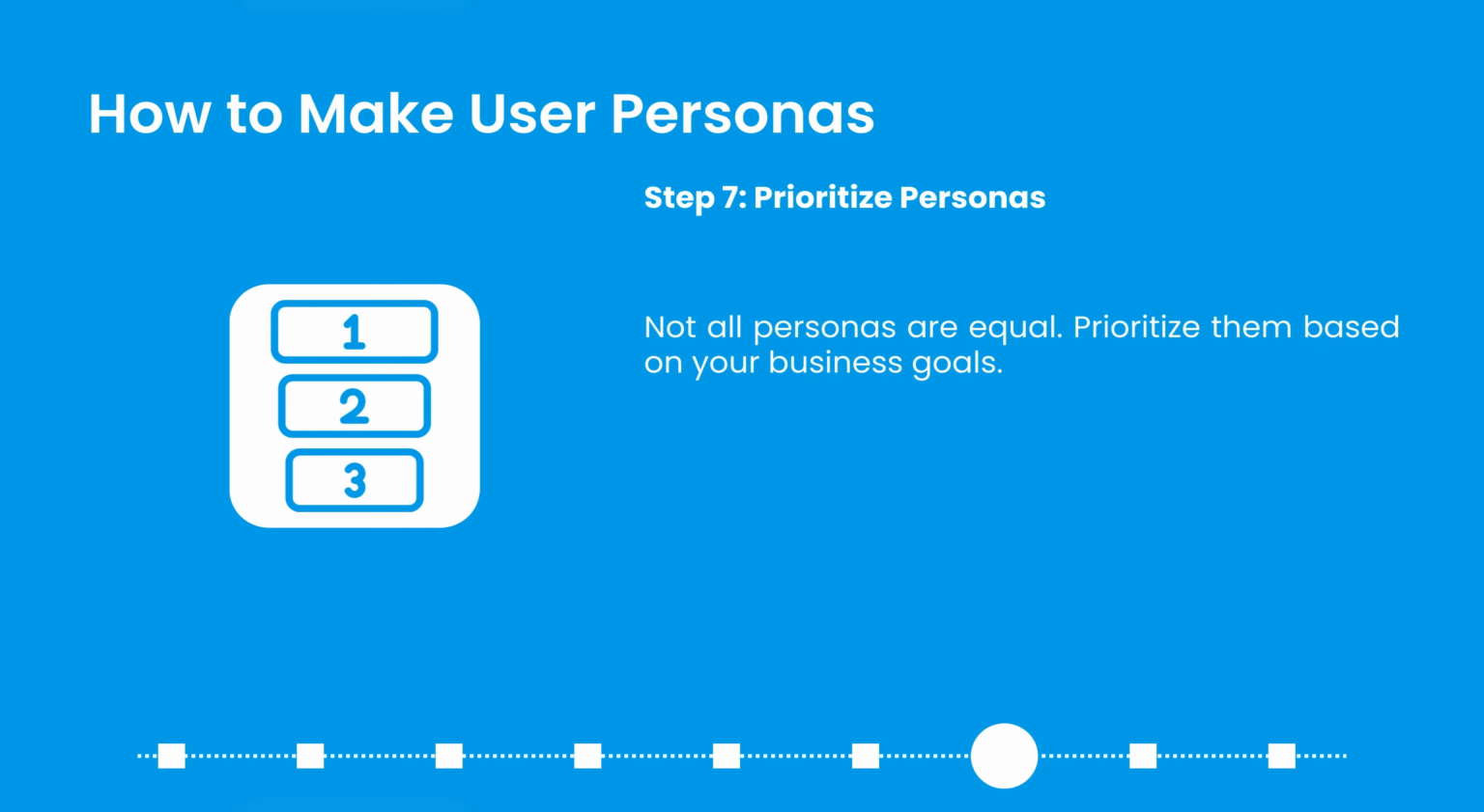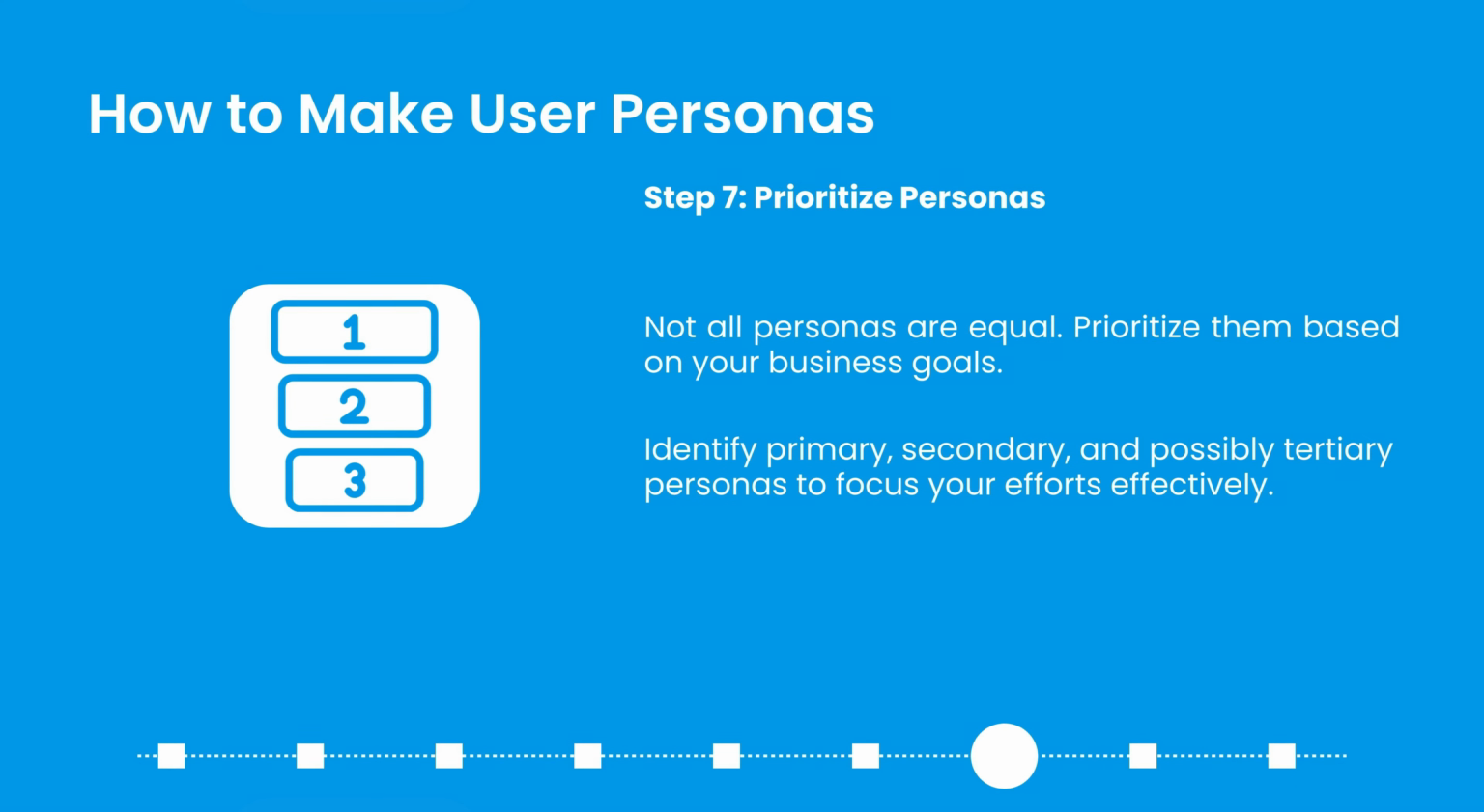Step 7 is to prioritize those personas. Not all the personas are going to be equal to you. Prioritize them based on your business goals and the goals for the product. Identify primary, secondary, and possibly tertiary personas to focus your efforts effectively on the correct user persona.